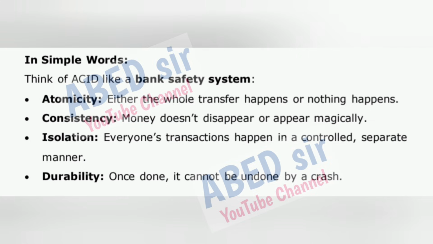Atomicity, either the whole transfer happens or nothing happens. Consistency, money doesn't disappear or appear magically. Isolation, everyone's transactions happen in a controlled, separate manner. Durability, once done, it cannot be undone by a crash.